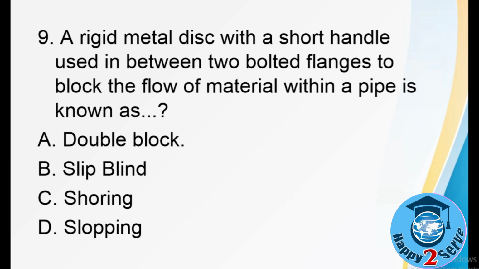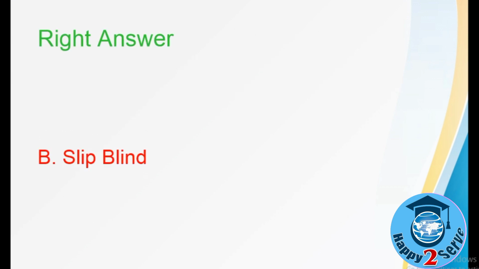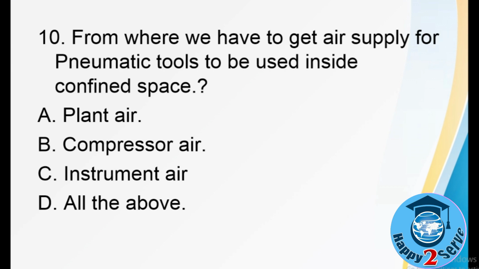9. A rigid metal disc with a short handle used in between two bolted flanges to block the flow of material within a pipe is known as? A. Double block. B. Slip blind. C. Shoring. D. Sloping. Right answer: B. Slip blind.